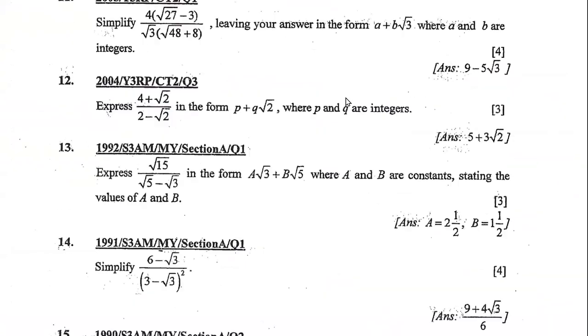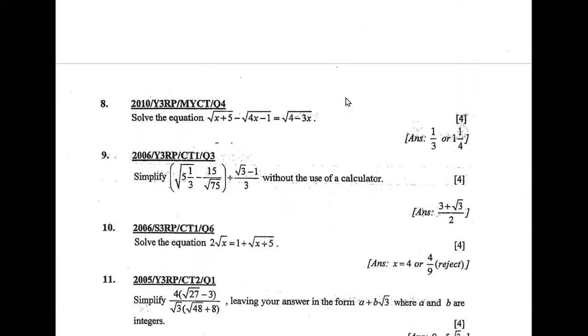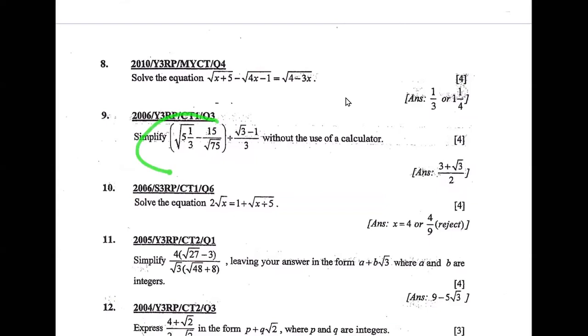Move on. They're all pretty much the same. Do you think question 9 is okay? Okay, then I'll go through our question 10. Okay, let's try our question 10. We have to reject 4 over 9. Yeah, you know the procedure already.